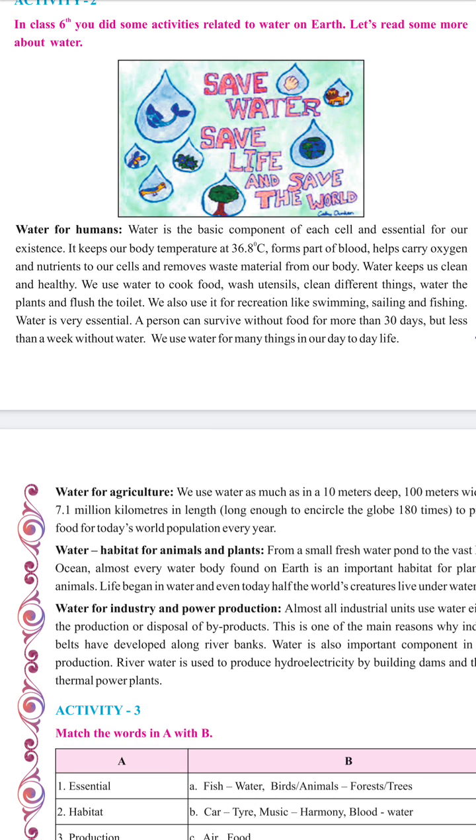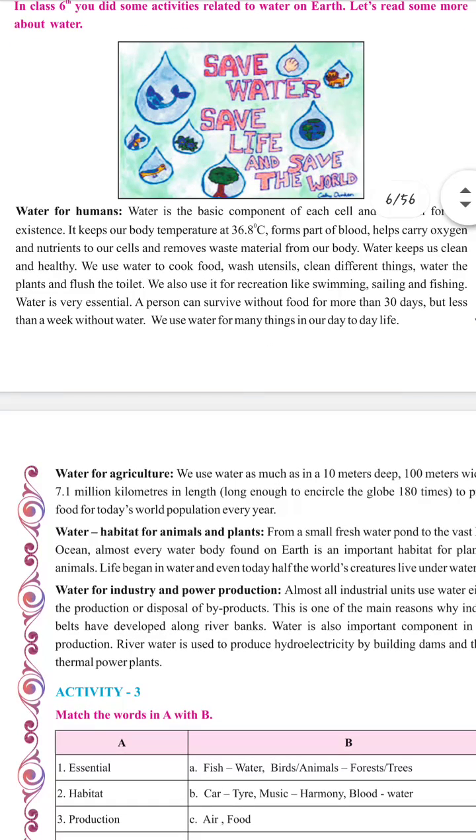Water keeps us clean and healthy. We all know that water is very helpful in keeping things clean, keeping ourselves clean, and if we are drinking healthy water, we will remain healthy also. Water helps us to clean our houses, our kitchens, our utensils. In cleaning yourself in the form of bathing, we are watering the plants, the agriculture. It is also used for cleaning your vehicles. In a number of ways it is useful to us.